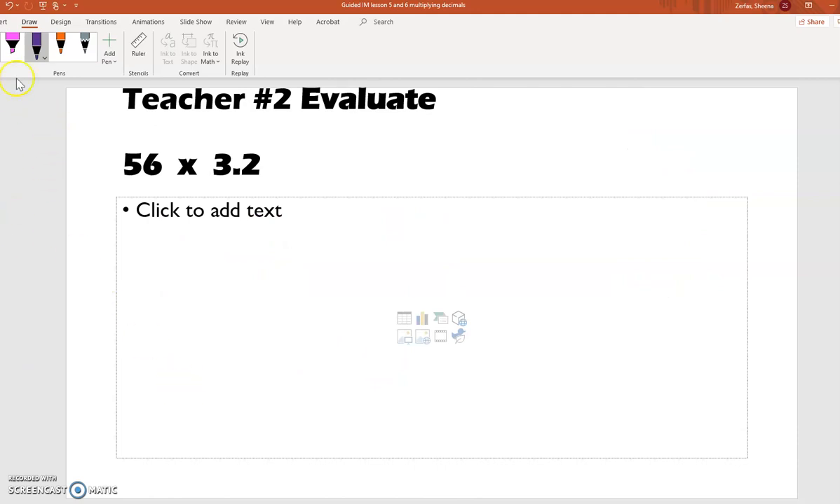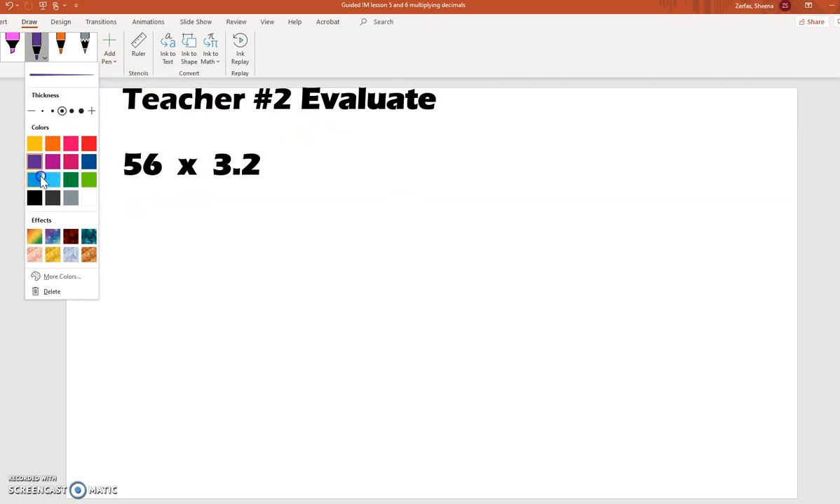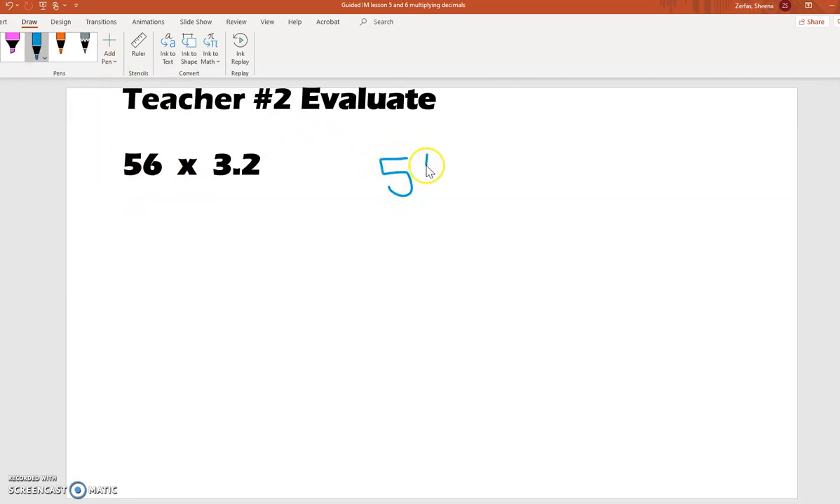Okay, we can go ahead and solve this next one. I'm going to use it without writing it as fractions. So what I'm going to do is rewrite this problem. I'm going to ignore the decimals to start. So I have 56 and 3.2. Okay, I'm going to multiply just like I normally would.